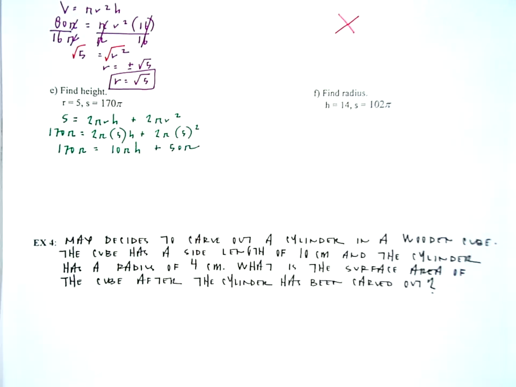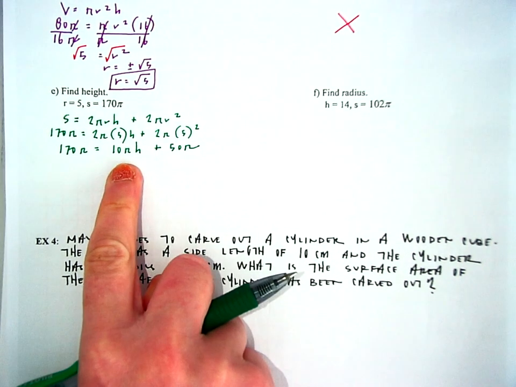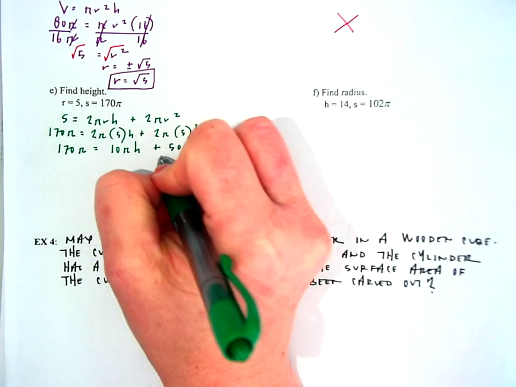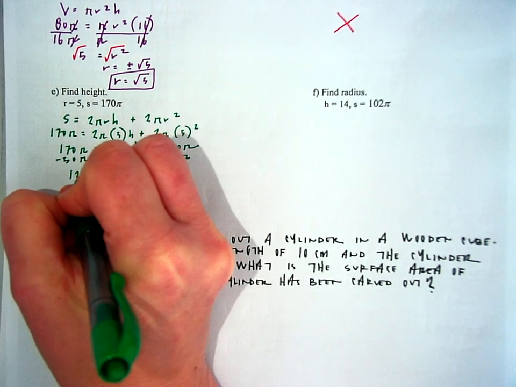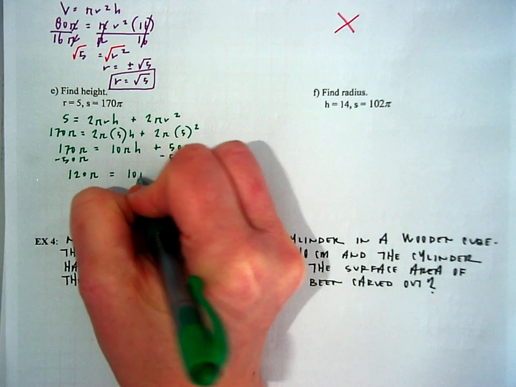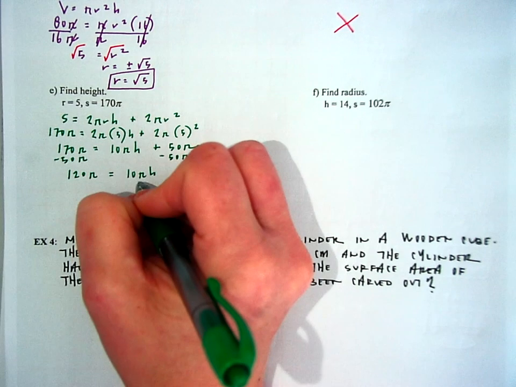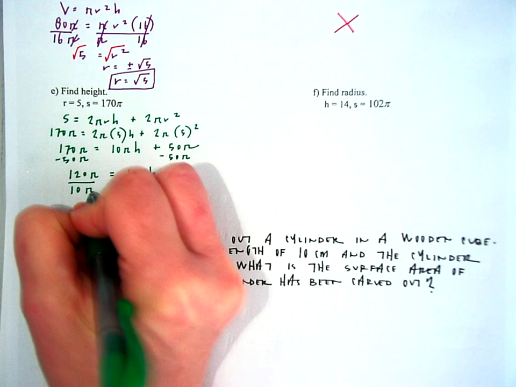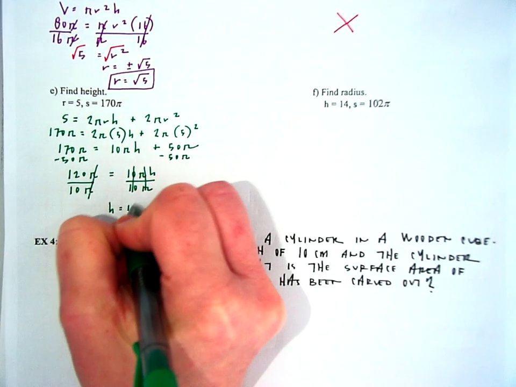So now when I look at my three terms, these two have a pi. This one has a pi times h. So these two here are like terms. So I'm going to take away the 50 pi from each side. So I have 120 pi equals 10 pi times the height. So now I'm trying to get the height all by itself. So I can divide each side of my equation by 10 pi. So here we go. Ends up being just 120 divided by 10. So I get a height of 12 units.